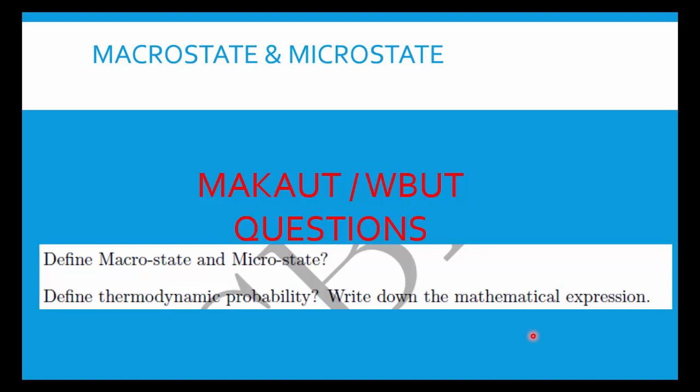So now we have covered macrostate and microstate in this lecture. Now what type of theory questions do they ask in the WBUT question paper? They ask you to define macrostate and microstate. They may also ask you to define what you mean by thermodynamic probability. This has been discussed, and this is a straightforward question.